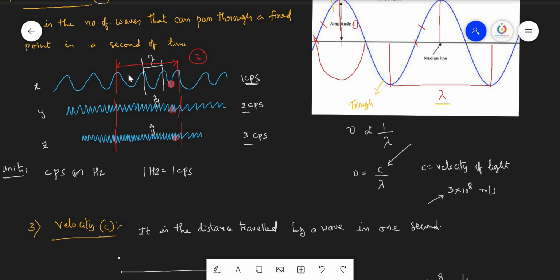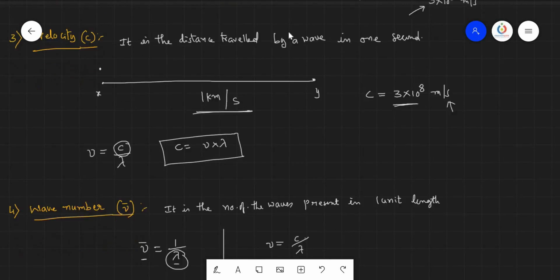So, here how many waves are present? 1, 2, 3. Here more are there, here still more are there. Means in a unit length, the number of waves present depends on the wavelength. When the wavelength increases, the number of waves present in the unit length decreases. So that is called the wave number.